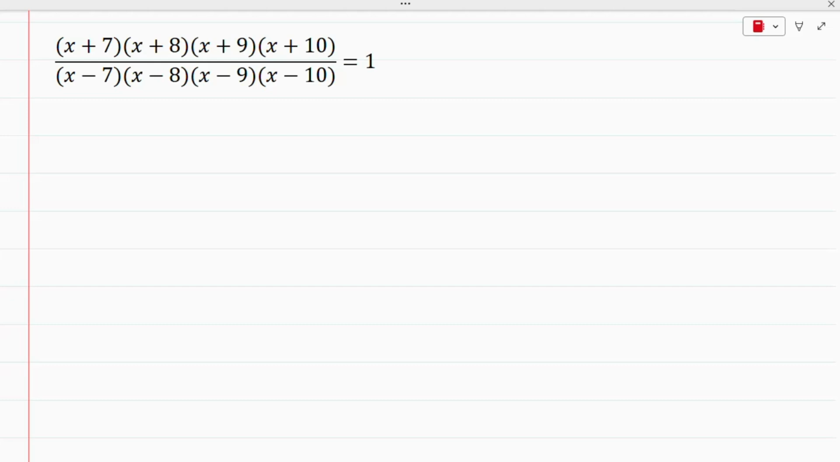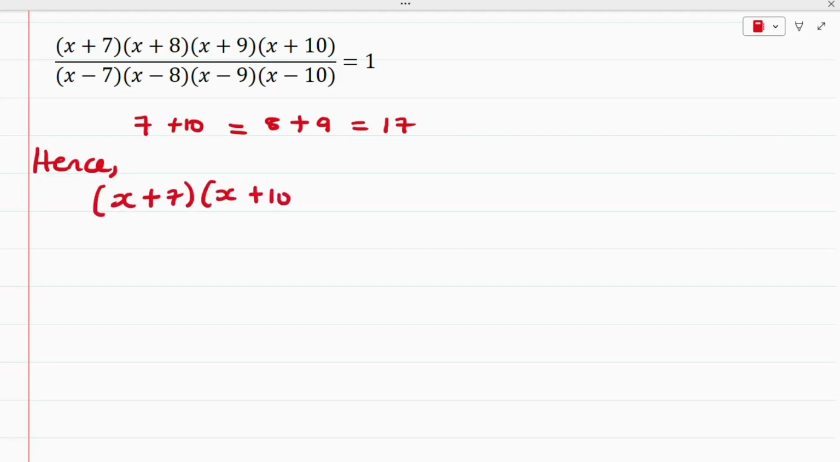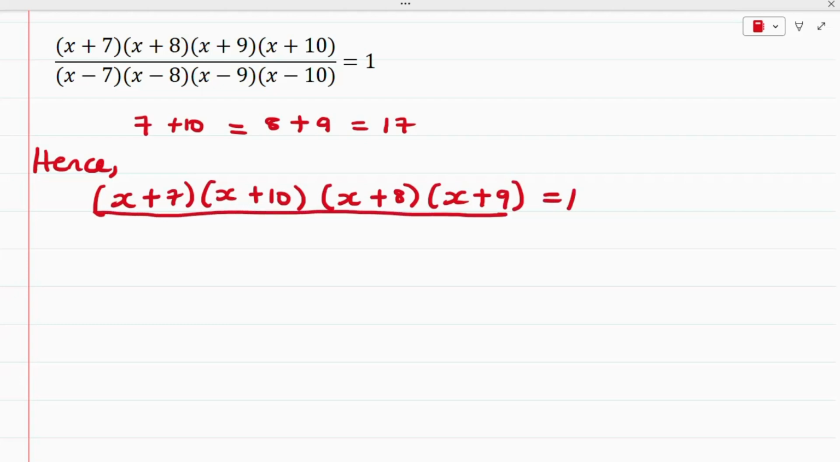Alright, so the first thing you want to simply note is that 7 plus 10 is equal to 8 plus 9. When you have 7 plus 10, you have 17, and 8 plus 9, you're also going to have 17. So right here, we're going to rearrange this using this format. Hence, we have (x + 7)(x + 10) multiplied by (x + 8)(x + 9), divided by, same thing for the denominator, (x - 7)(x - 10) multiplied by (x - 8)(x - 9), and all of this is equal to 1.